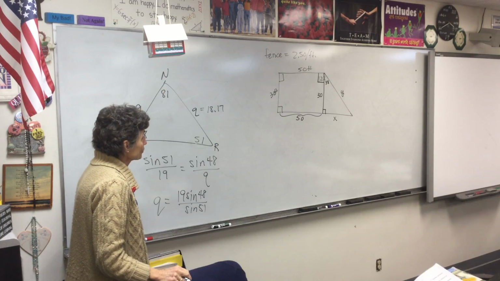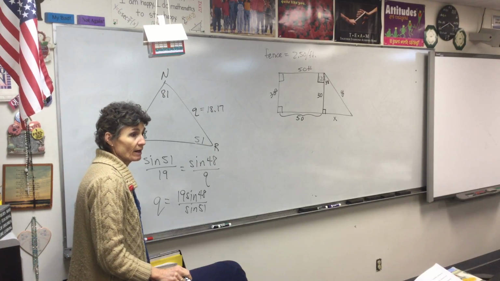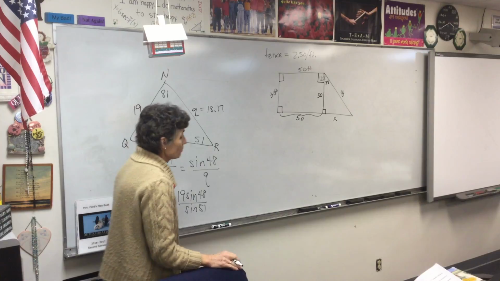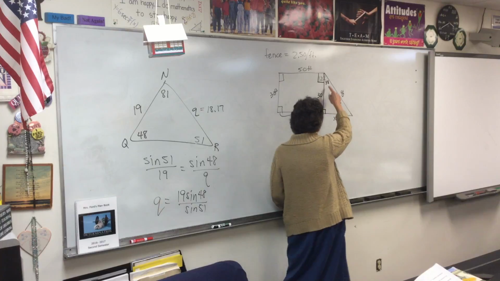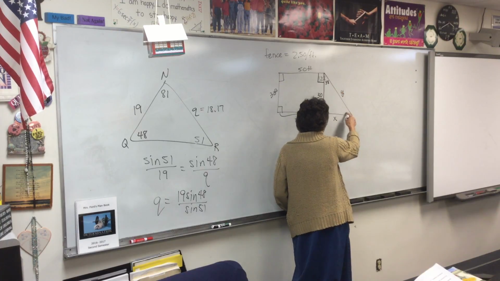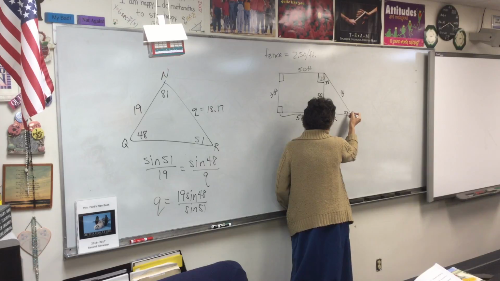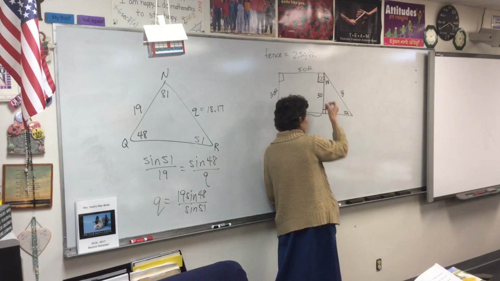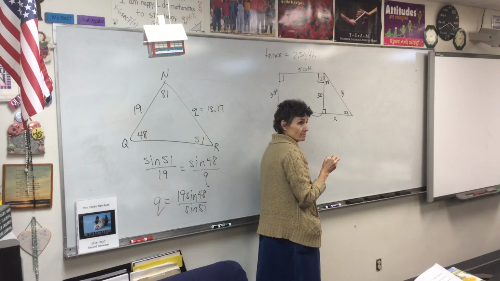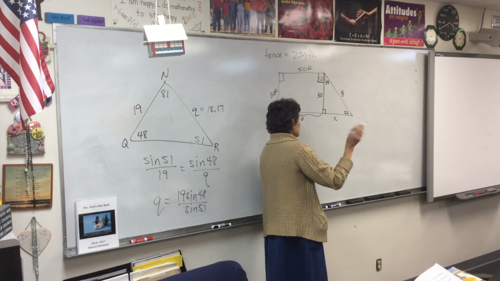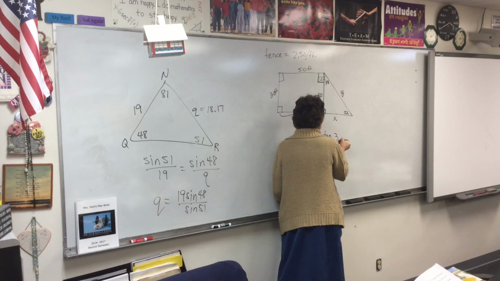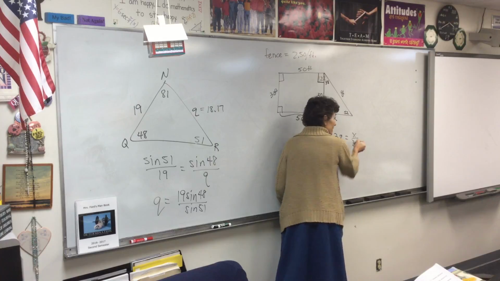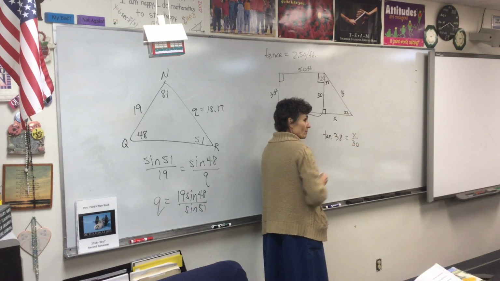So, do I have the ability to find those two pieces? How? Well, got a couple of options. One, if that's 38, then I know this has to be 52. So could I do my law of sines? Absolutely. I heard somebody else say, let's just use tangent. Is it true that tangent 38 equals x over 30? So that would be another option.